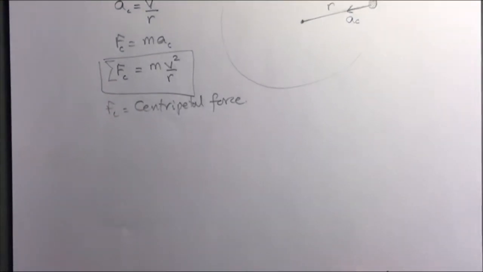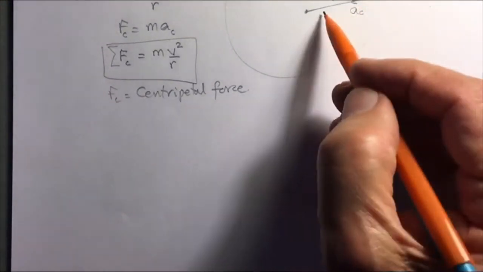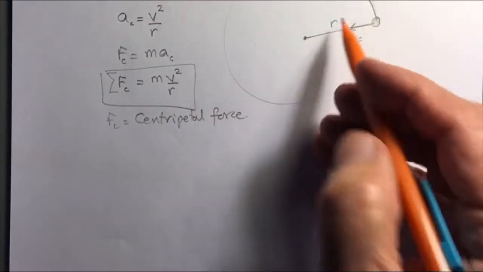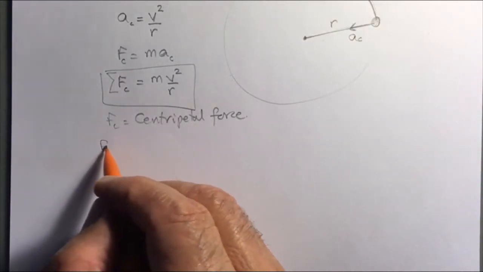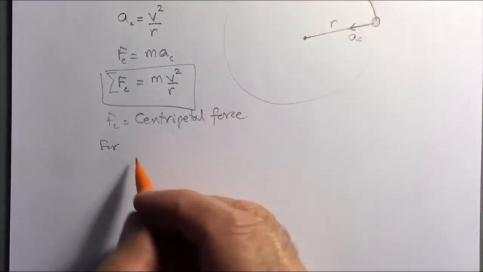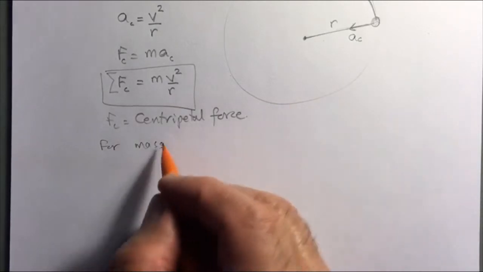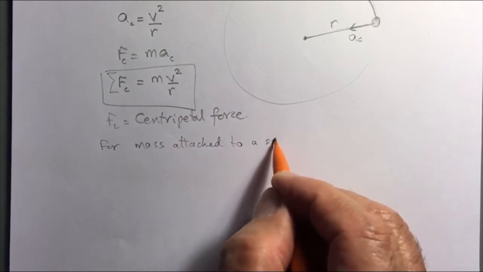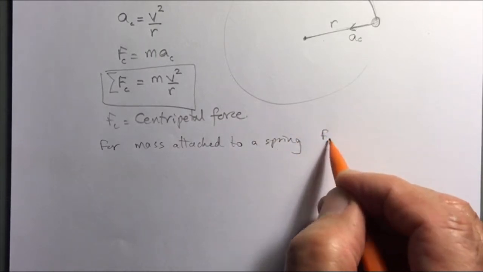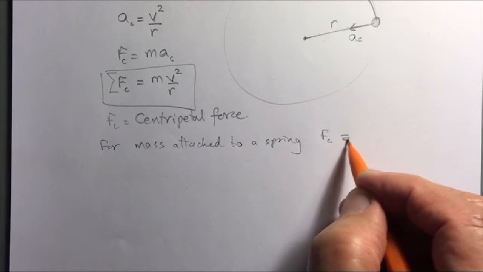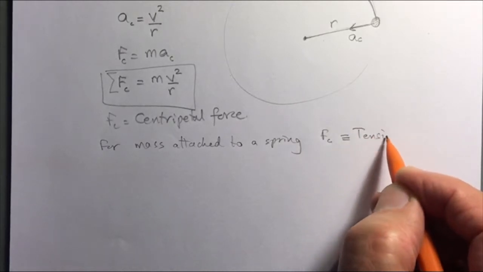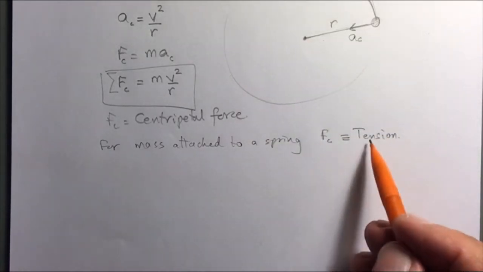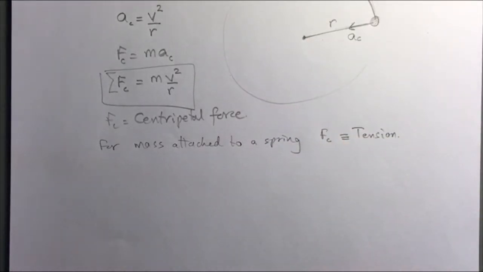Now, in this case of a string with a weight, the centripetal force is the tension for the mass attached to a string. The centripetal force is the tension in this string, and the tension is created by somebody pulling over here. So the centripetal force is the tension.